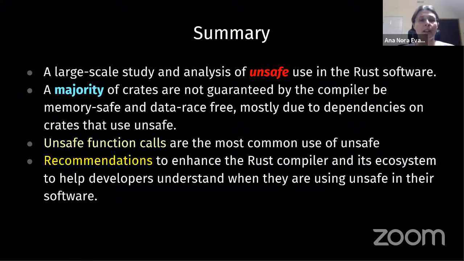In summary, we performed a large-scale study of unsafe use in Rust. We found out that the majority of the crates are not guaranteed by the compiler to be memory safe and data race free, and that unsafe function calls are the most common use of unsafe. We also compiled a set of recommendations to enhance the Rust compiler and ecosystem.